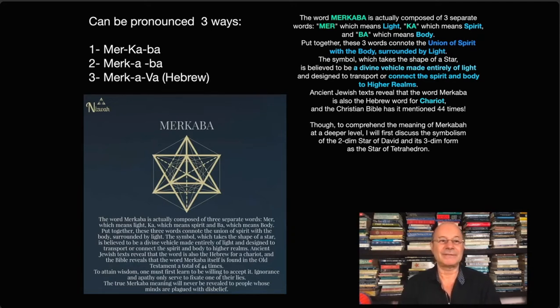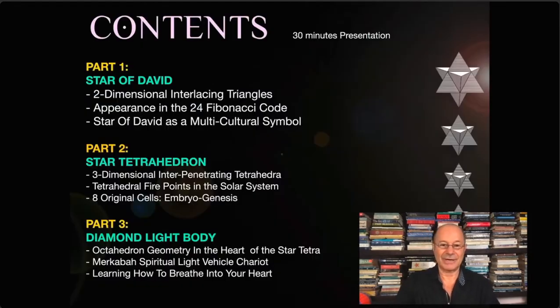But many people pronounce it in three ways. There's Merkaba, there's Merkaba, and then there's the Hebrew language where they pronounce it the Merkava. So you can choose which way you like to use this word. It's a divine vehicle made entirely of light so that we can access the higher realms. Like I said, it's basically your chariot, and it can be many, many other shapes as well.